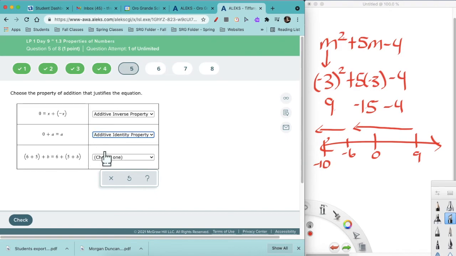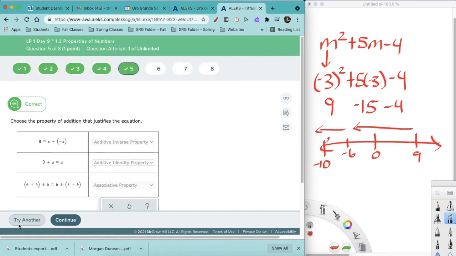And on this one, I can see the grouping. So immediately I should understand that's associative. Grouping and associative go together. And I can see it's 6 plus 5 plus B, 6 plus 5 plus B. They're the same numbers. It's all addition. I'm just moving the grouping around. So we have associative property. Alrighty, so let's keep trucking along here.